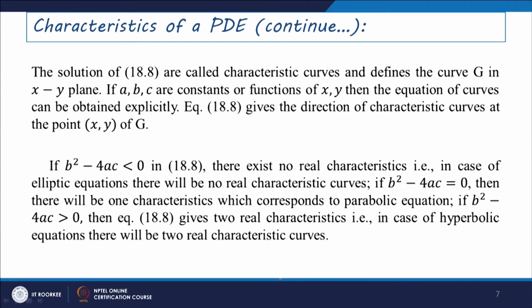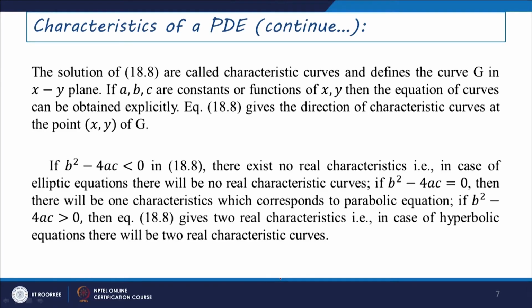So the first condition: if you consider b square minus 4ac less than 0, then there does not exist any real characteristics, that is in case of elliptic equations. This is the condition justified in case of elliptic equations, there will be no real characteristic curves. And if you consider b square minus 4ac equals to 0, that will represent the parabolic equation form, which can be justified for a single characteristic. So we will have one characteristic there.